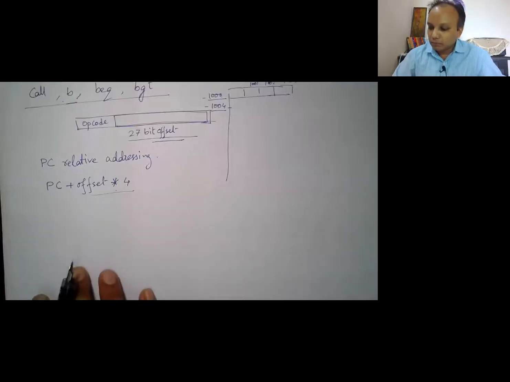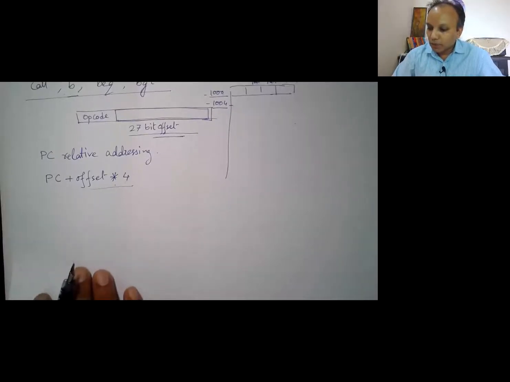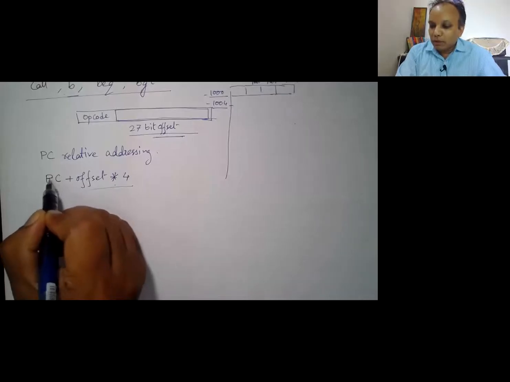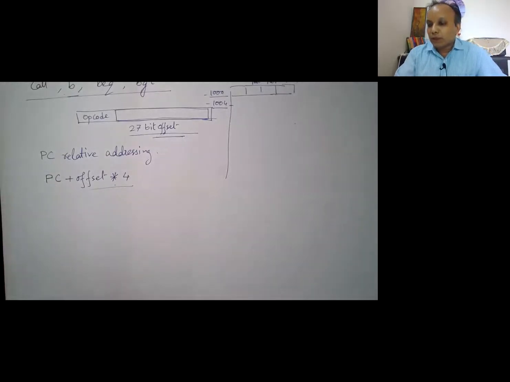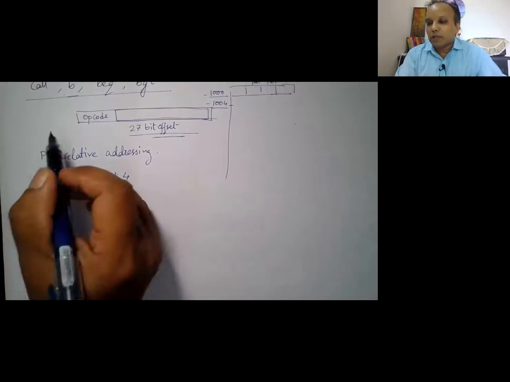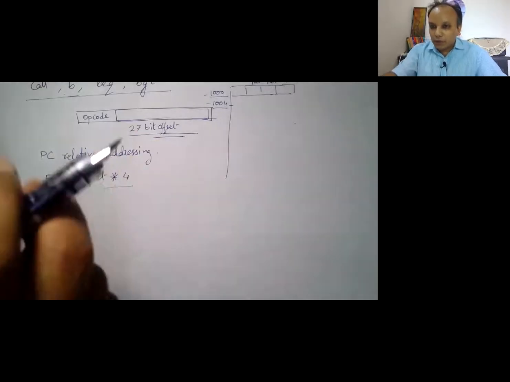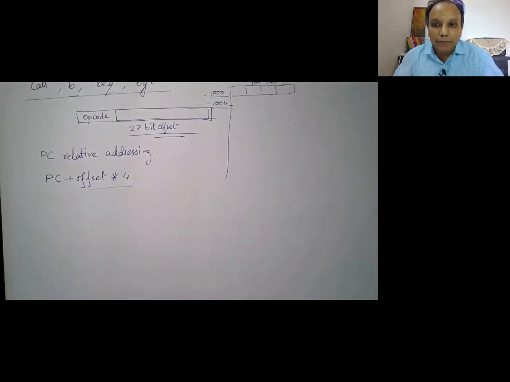Sir, what does PC mean? PC address? PC is the program counter, right? The program counter indicates which instruction I am currently executing. So I have a list of instructions. Sir, program counter means opcode, which we did yesterday. Yeah, basically it is where you will get the instruction from.